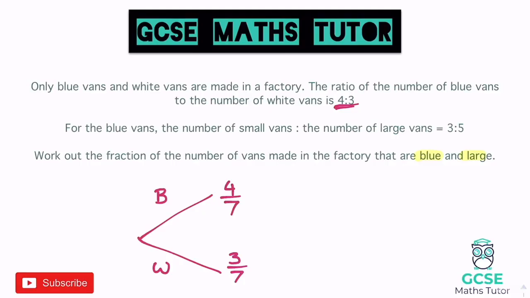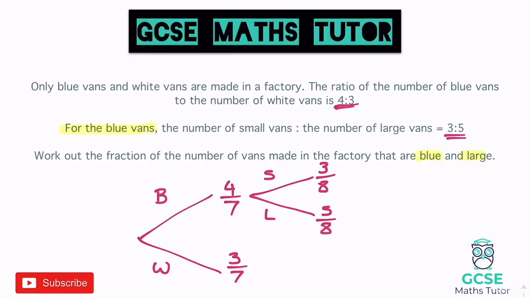Now it only mentions anything to do with the blue vans here, and as these sort of questions develop, we're going to have a look at ones where it mentions something about both branches here. But in this particular question, look, it just says for the blue vans, we've got small and large. So I'm only going to do another branch coming off the blue vans here, and that's going to be our small ones and our large ones. And again, we've got a ratio here, it's 3 to 5, so it's out of 8 in total. So for the small vans there, that's the 3, and that's 3 out of 8. And for the large vans there, it's 5, and again, that's 5 out of 8.